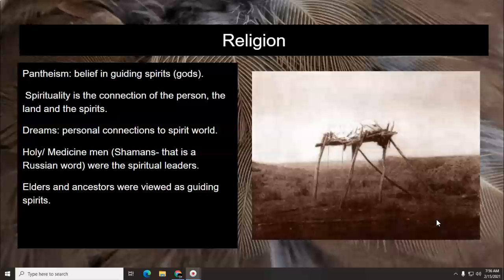What you're looking at over here on the right is a sky burial. It was very common on the Plain States to do this. They are logs with a platform, and then the deceased person would be put on top of that platform, and then the people would move on.